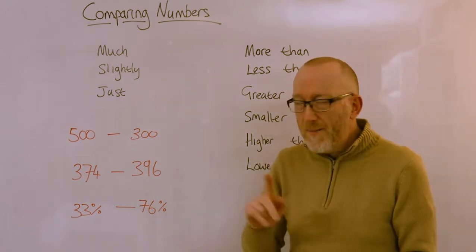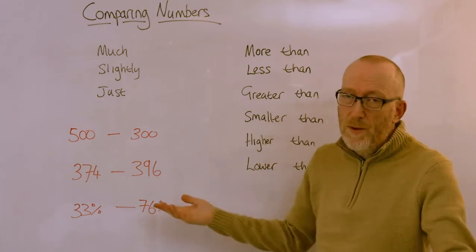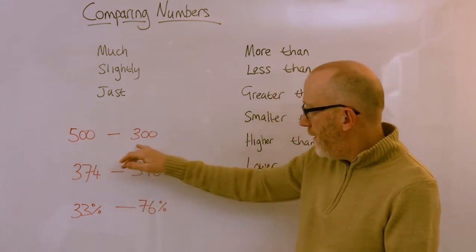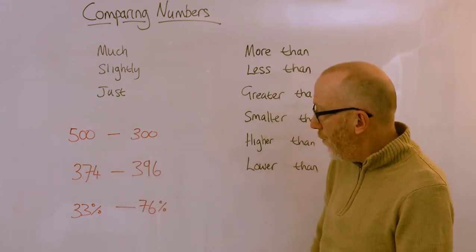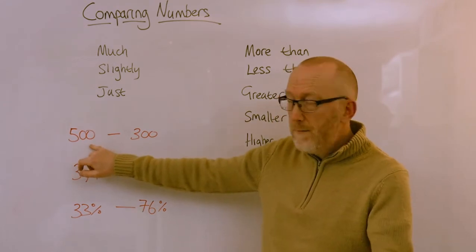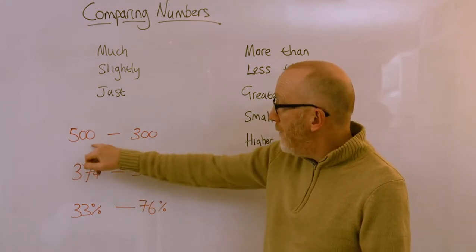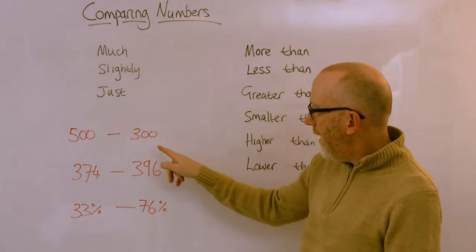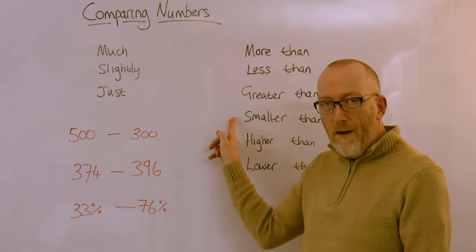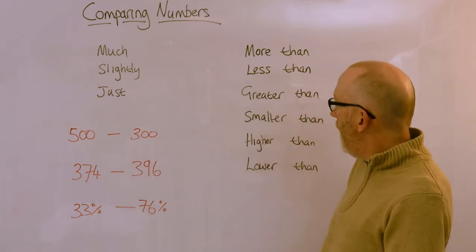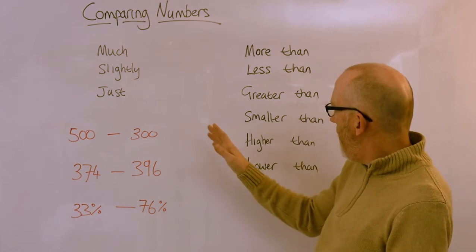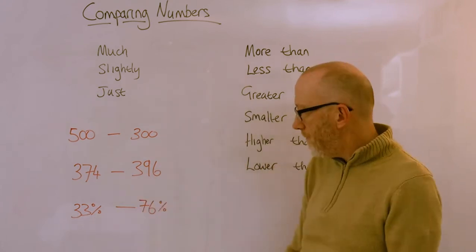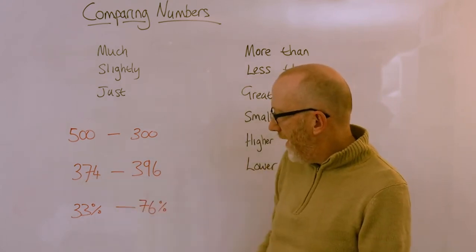Let's take a look at some examples. So we have some numbers. These numbers don't really mean anything, okay? So 500 compared to 300. So we can say 500 is greater than 300, but we can also say 500 is much greater than 300. We can also say 300 is much smaller than 500. We can also say 300 is much less than 500.